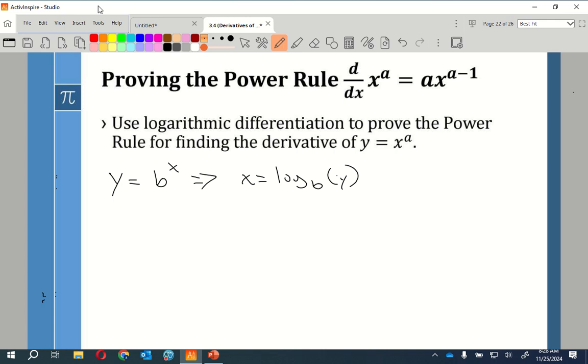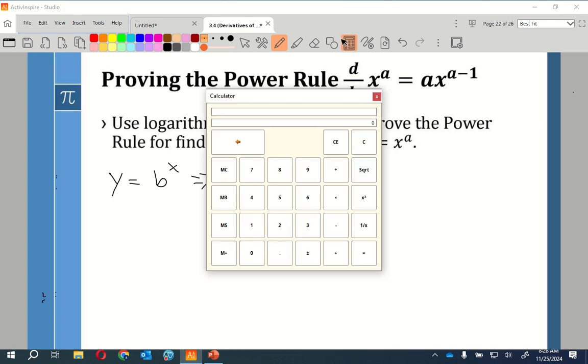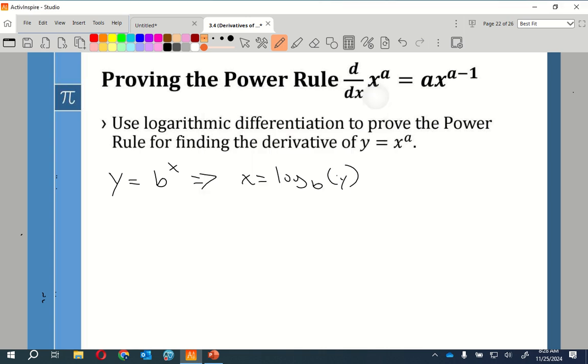So let's go through, and I'm going to use this. Where did the calculator come from? Oh, there it is, way over there. All right. So if I rewrite this, this one's going to be a is equal to log base x of y.